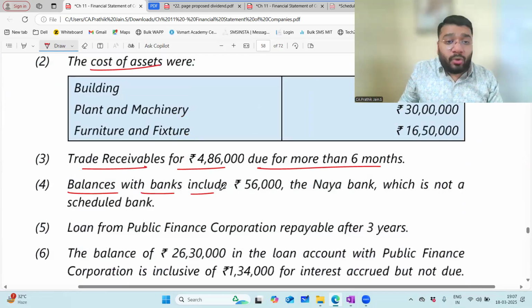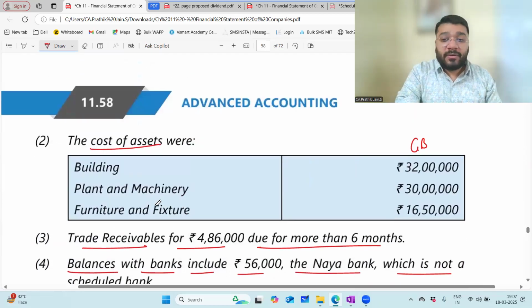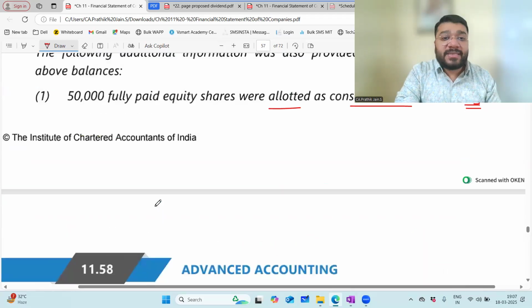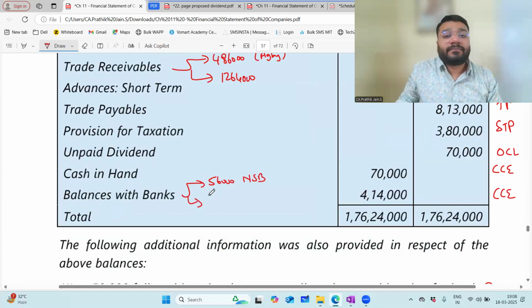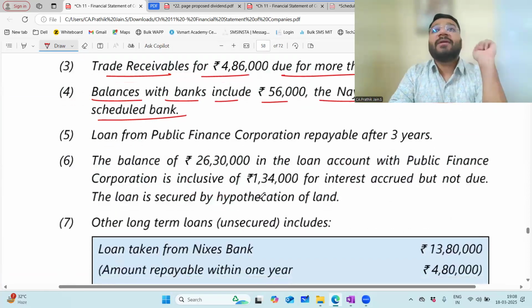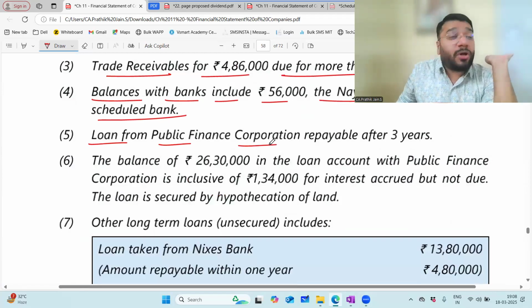Balance with bank includes 56,000 of the Naya bank, which is not a scheduled bank. Okay, it's a non-scheduled bank. So that is 56,000. Where is it? Cash at bank, 56,000 is non-scheduled bank. What is the balance? 3 lakh 58,000 is the scheduled bank balance. Very good. So far, any difficulty? Easy. Okay. Loan from Public Finance Corporation.